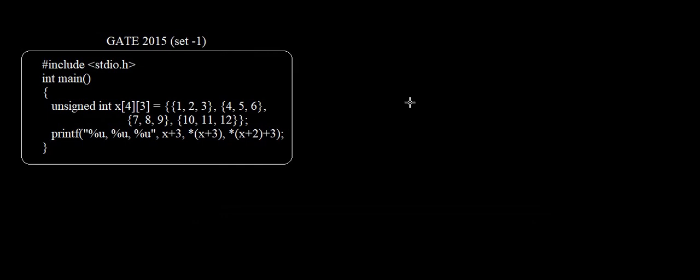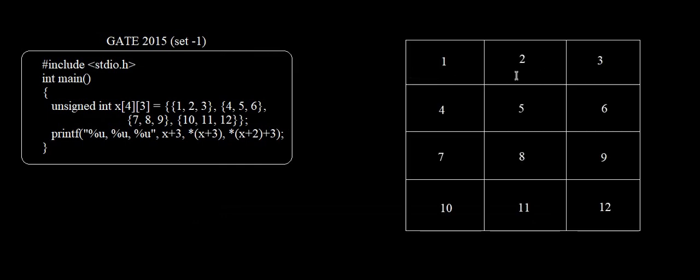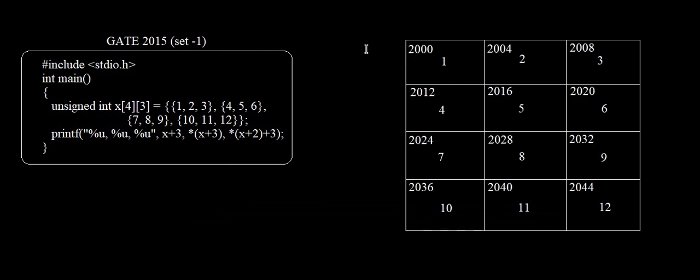Okay, let's create a matrix first, and now let's mark the addresses for each of the cells. Now in this question it is given that 2000 is the value of the base address for this array, so let's mark it here. Now we have marked the addresses for each one of them, and here the array starts. Okay, and now the question asks us to print the value of x plus 3. What is the value of x? Which is 2000. Now x plus 3 means 2000 plus 3.